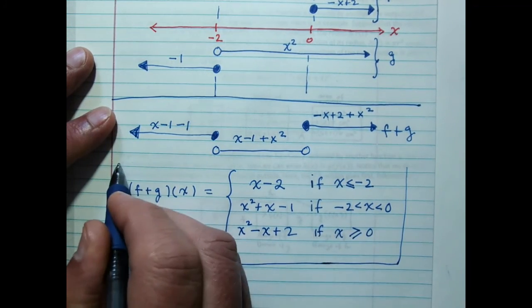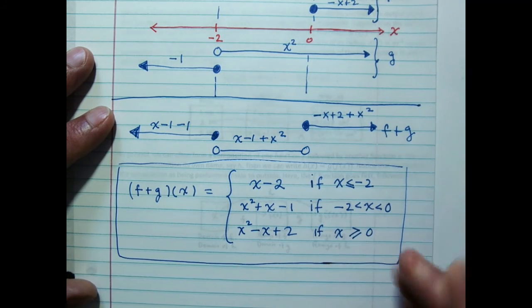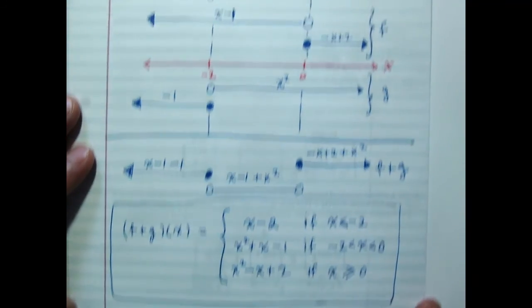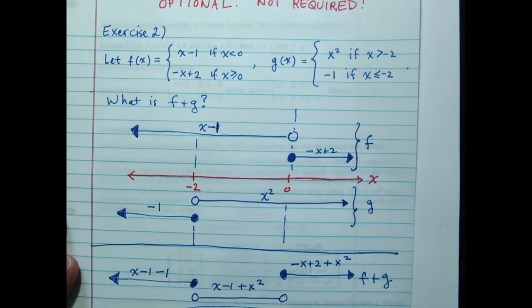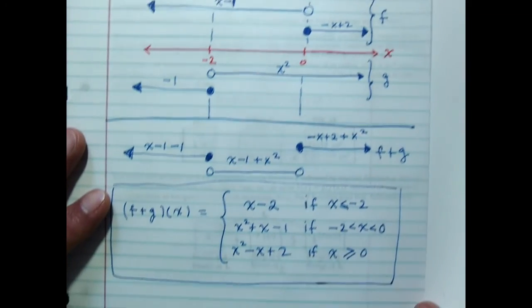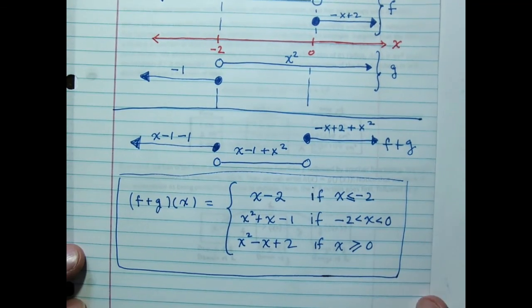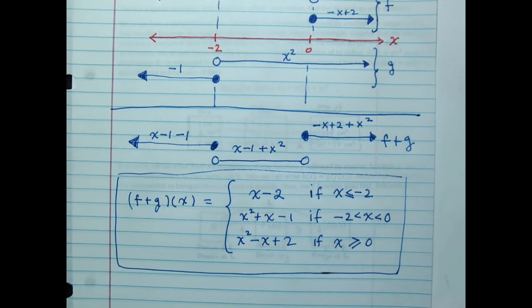So it turns out I need 3 pieces to describe the sum of the 2 functions f and g in exercise 2. So here's my answer to exercise 2. And again, if it doesn't make sense, don't worry about it. That's something we're not going to really dwell on further.